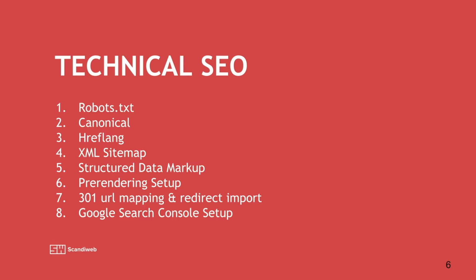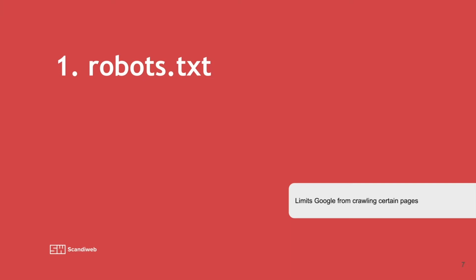Let's start with the very beginning. So point number 1, we have Robots.txt. Robots.txt is a file. Almost every website has it on the web. If somebody is not having it, it also is okay. But in our case, in e-commerce, Magento, each website should have a Robots.txt file. What it does, it limits Google from crawling certain pages.